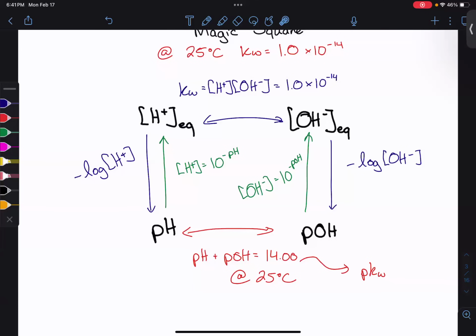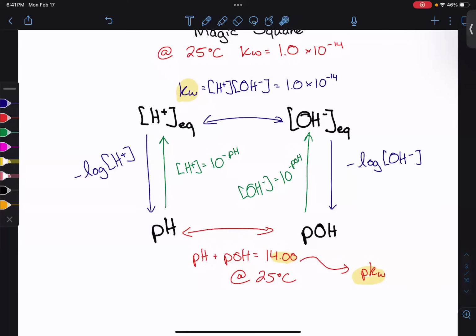But I will point out that 98% of the time we're at 25 degrees Celsius, but there's some instances where we're not, and we give you Kw, and you have to account for that. If that's the case, if we're at a different temperature, the only calculation that is affected by that is going between H plus and OH minus concentration. So only things that involve Kw, like here, are affected if we're at a different temperature.